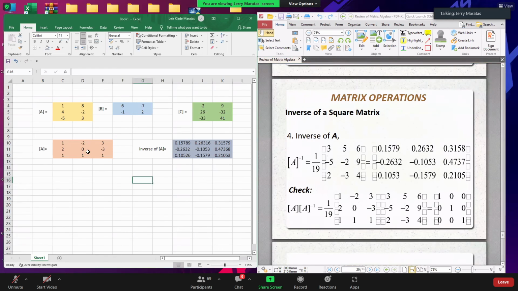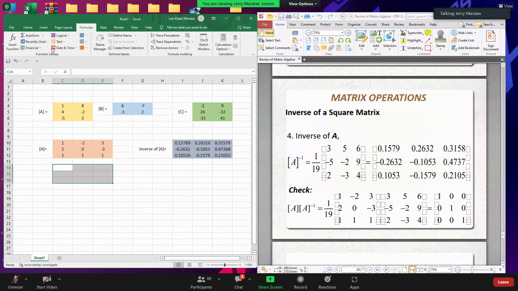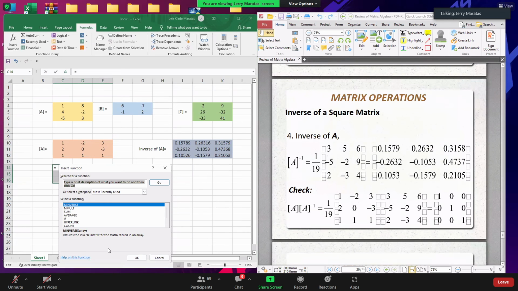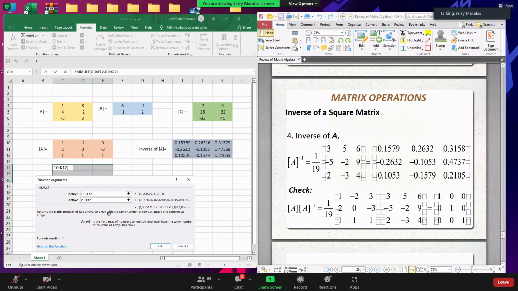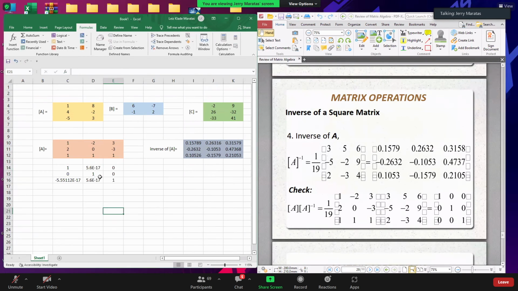Okay, now to check if these two are really the inverse of the original matrix, you multiply these two matrices, no? Okay, so I will multiply, I have to use MMULT, insert function, so MMULT first matrix, this one, and the second matrix, this. Okay, then I have to do Control Shift Enter. Here it is. Actually, this is just equivalent to 0, no? So, it is raised to the negative 70 already, no?